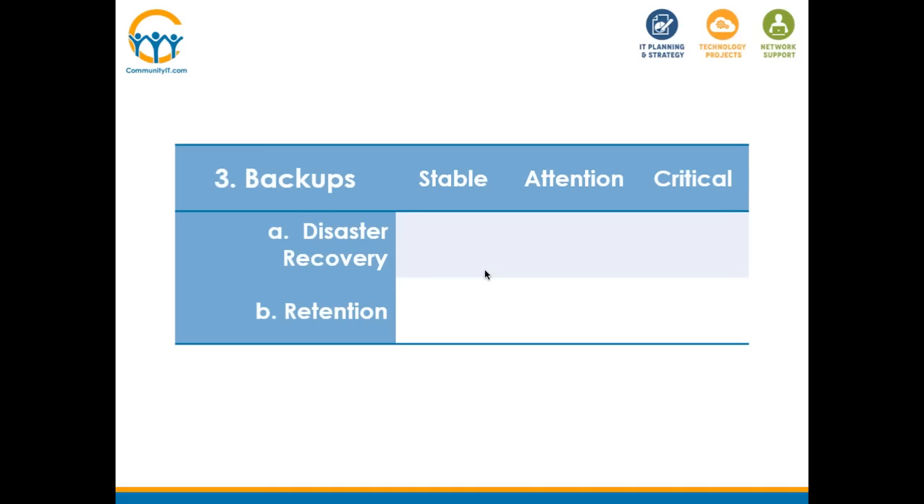You want to look at backups, and there's really two different things that you want to look at when it comes to backups. One, what's its capacity to help you recover from a disaster?